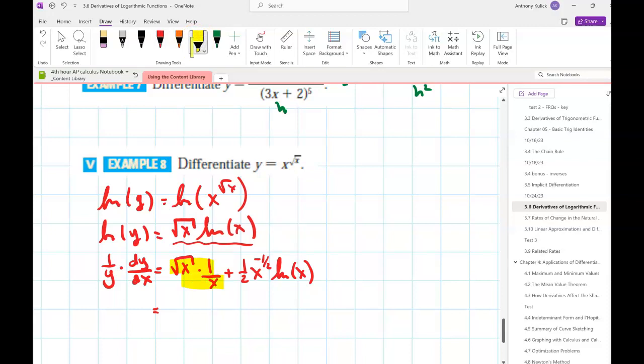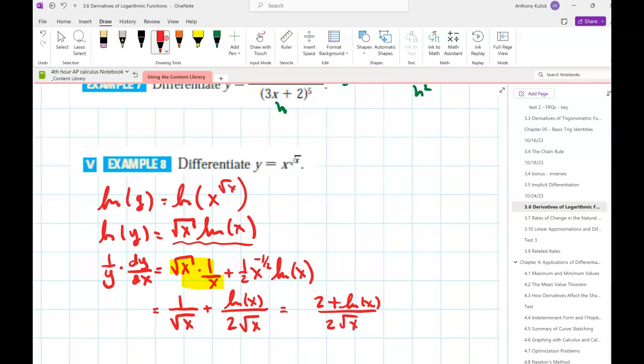So when I multiply square root of x times 1 over x, how does that reduce? x to the negative half. Yeah, I'll write it that way, but that's okay. And then here I have natural log x over 2 square root x. So I'll just make a common denominator. That looks pretty good to me.